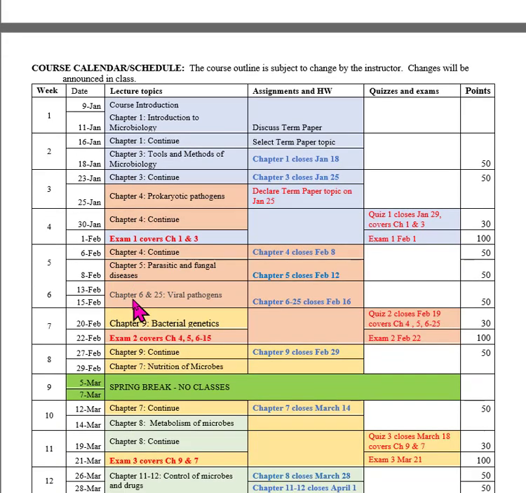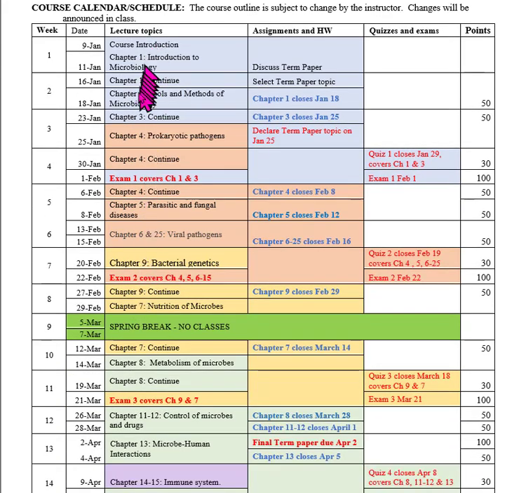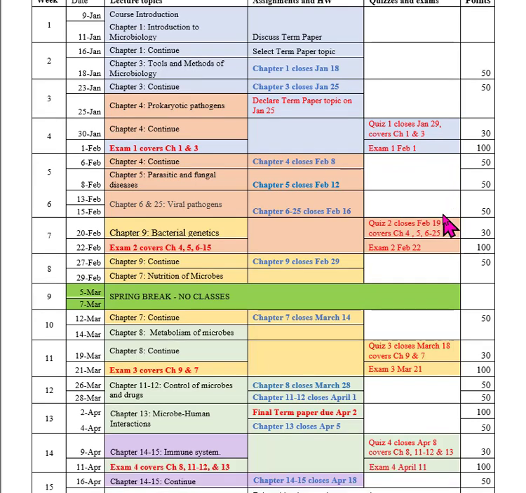And finally, our schedule. You will see the lecture chapters are given in this third column, and assignments are here in the fourth column, and finally quizzes and exams are here on the next to last column, and the last column has points. So for example, the chapter 1 assignment is 50 points there. Quiz 1 here is 30 points. Exam 1 is 100 points. So read the points horizontally.